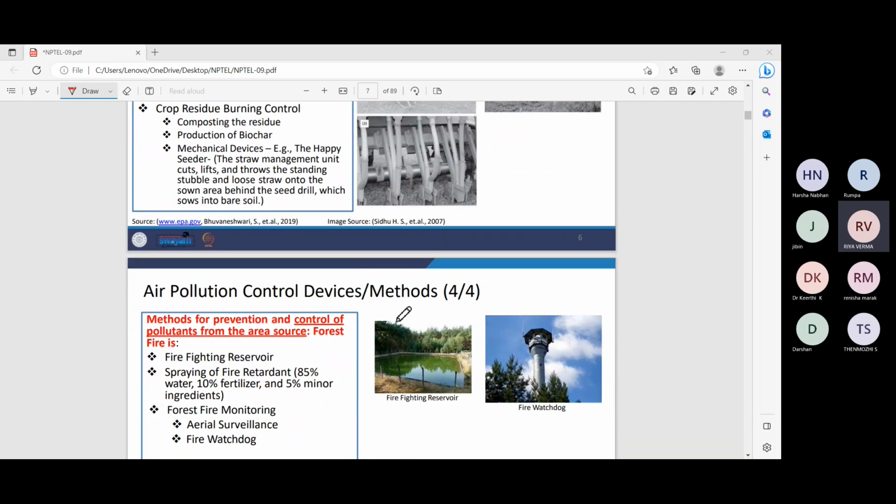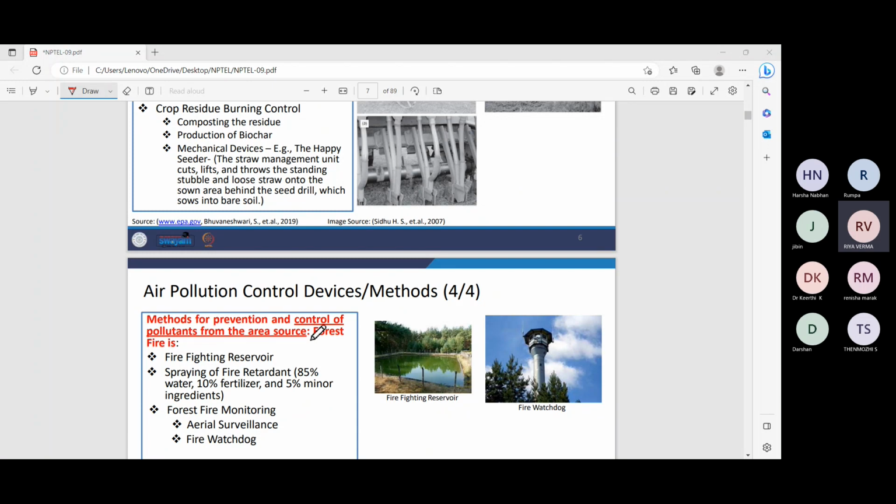Now, when we want to control the pollution from an area source, for example, a forest fire, how do we control the pollution from there? Like, how do we control the forest fires? First, we should have a firefighting reservoir in such areas, for example near some forest. If a place has some amount of forest cover, then we should have a firefighting reservoir so that water can be easily available in case of forest fires.